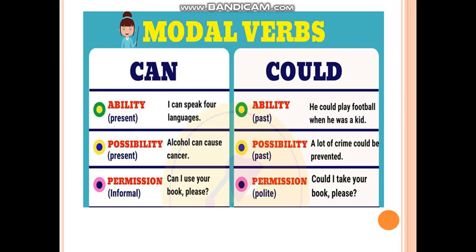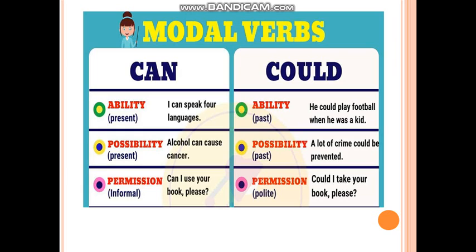Modal verbs can and could. Can is the present form of the verb and could is its past form. We use can when we have to discuss things in present tense, and could when we talk about the same things in the past.